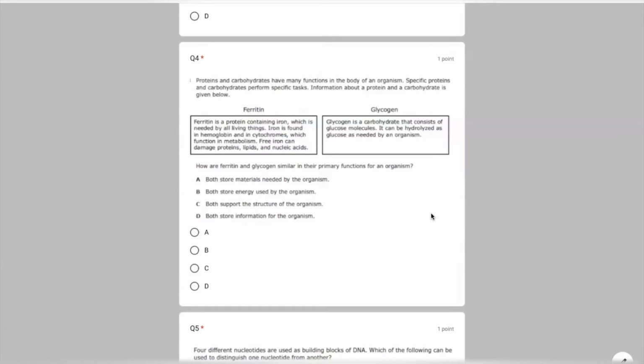D, both store information for the organism. It's not really information. Maybe they're talking about genetic information. That would not be protein or carbs. They don't really store information, they only store material for the organism, like iron and carbs.